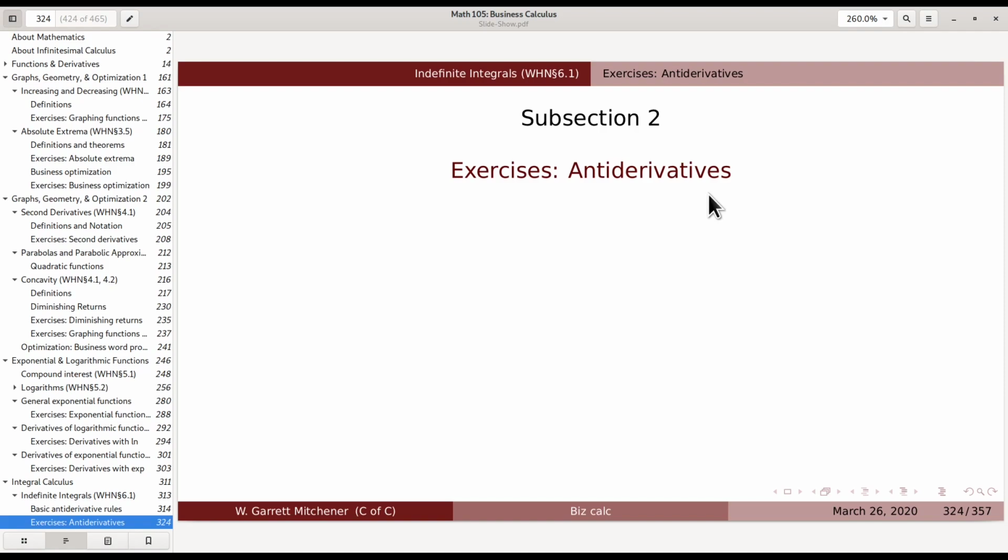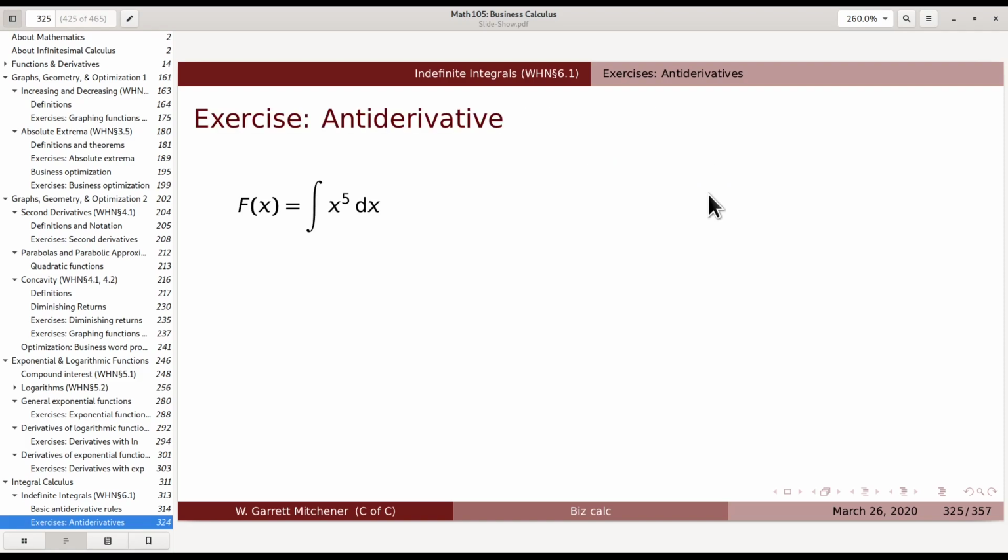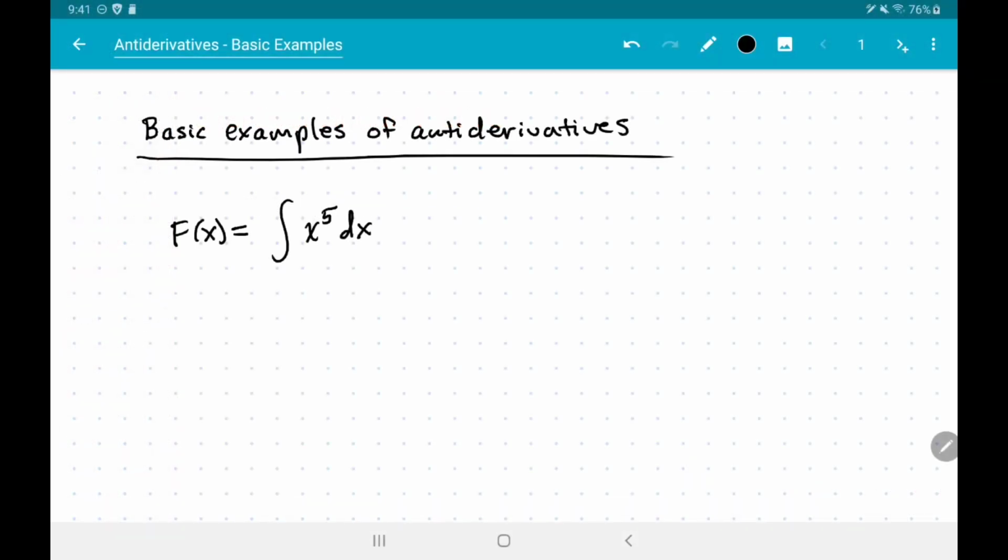In this video, I'm going to do some examples of simple antiderivatives. So first, let's do one using the antiderivative power rule. Suppose we have big F of x equals the indefinite integral of x to the fifth dx. That means we're looking for an antiderivative of x to the fifth.